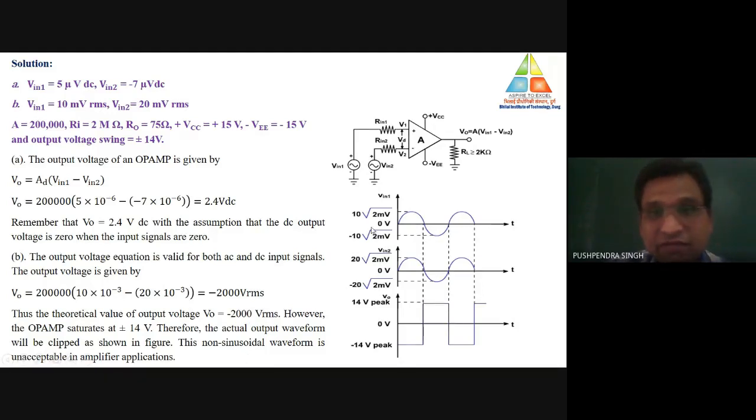So what is the value of V in 1? This is V in 1. V in 1 is 10 millivolt RMS. RMS means the value will be 10 divided by root 2, or 10 multiplied by 0.707, or the 3 dB amplitude. So what is the 3 dB amplitude? 10 root 2 millivolt. That is the peak. This is the negative peak. So this is your V in 1. What is V in 2? 20 millivolt RMS.